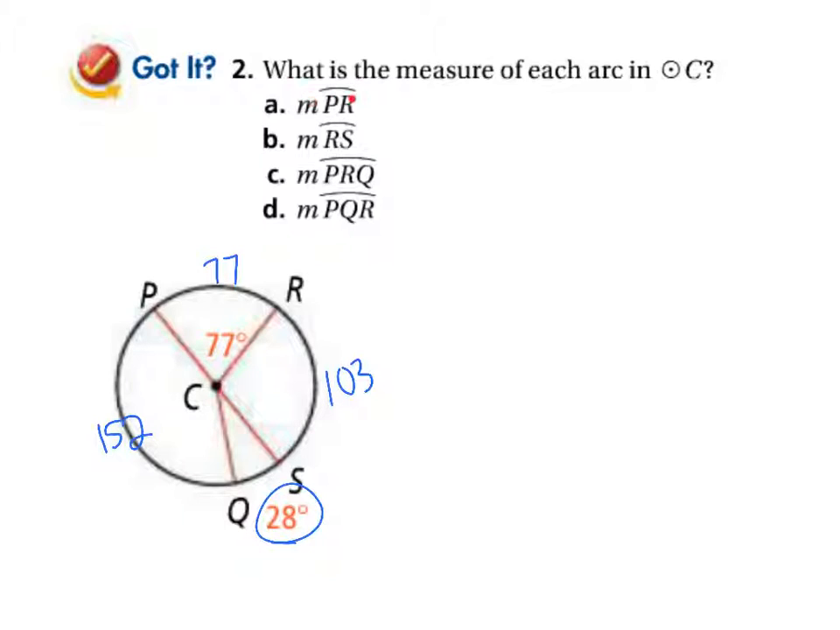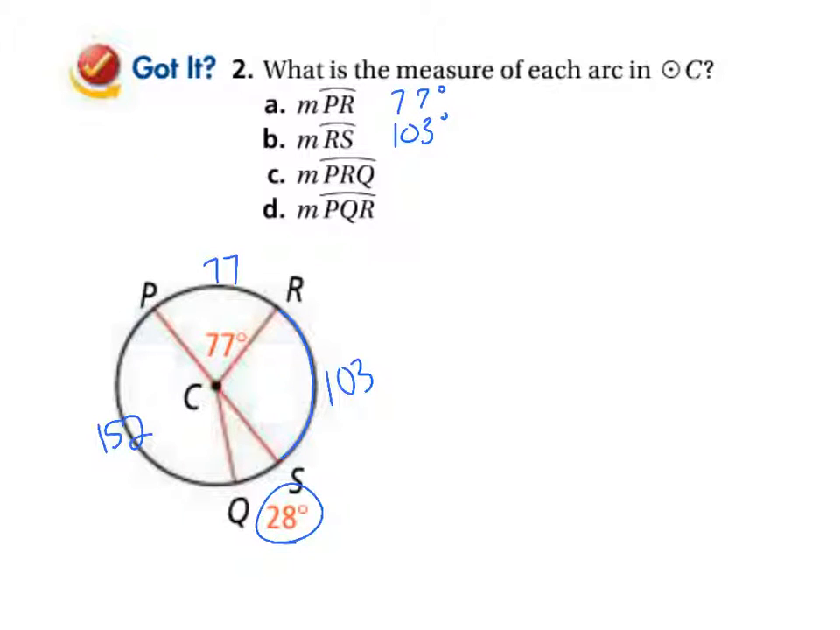Now, let's go answer some questions. It says, what's the measure of arc PR? Okay, well, it's the same as the central angle, so it's 77. Got it. Okay, how about arc RS? Well, we went and found that one. We found that to be a 103.